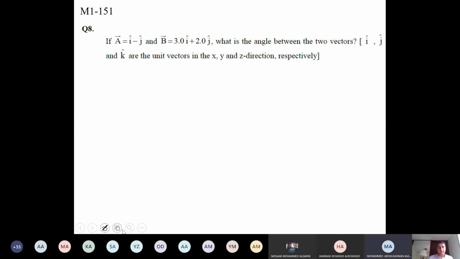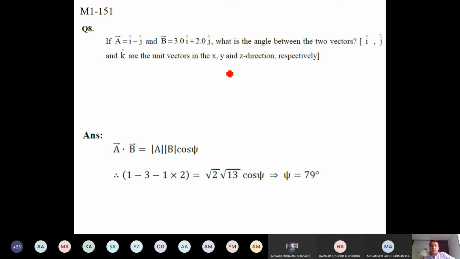Dot product, because the dot product is easy. You know that A dot B is equal to AB cosine theta. So that is going to give me this answer here. A dot B is equal to AB cosine theta.